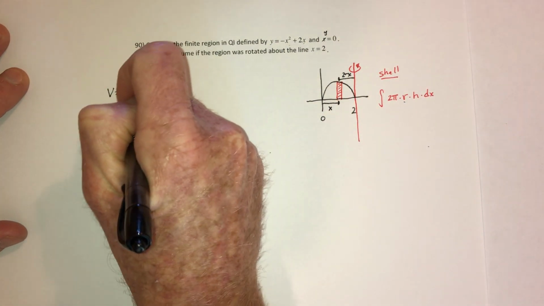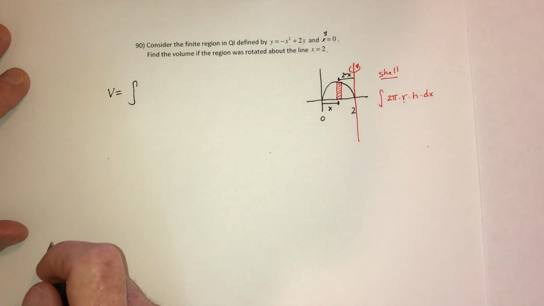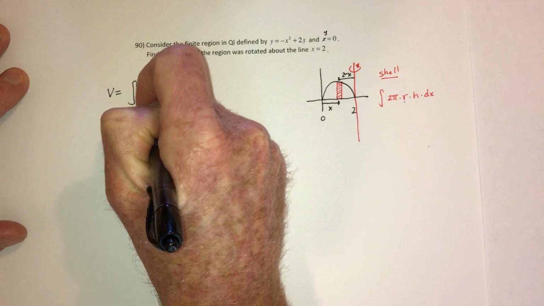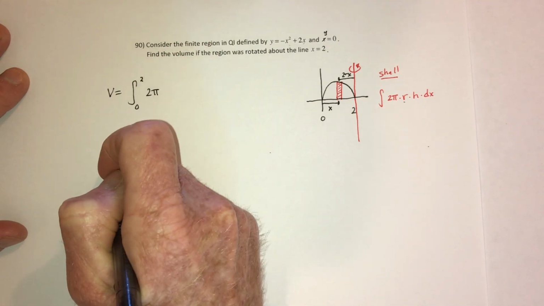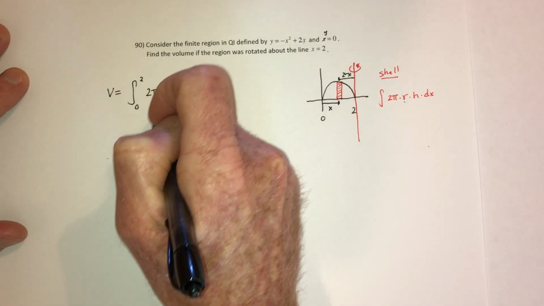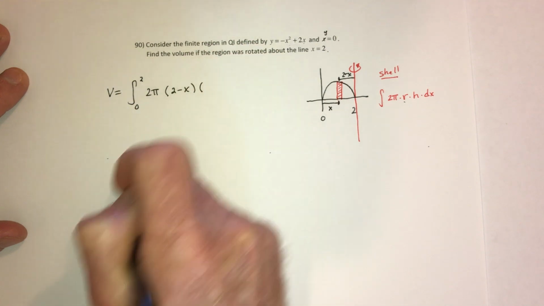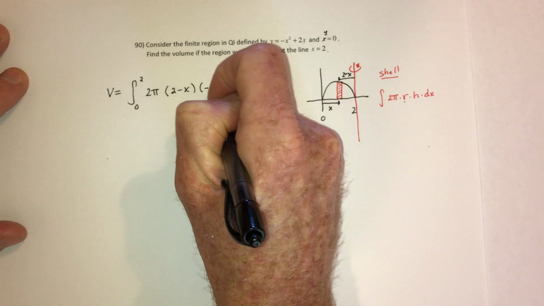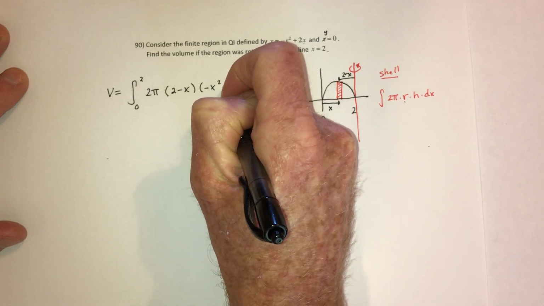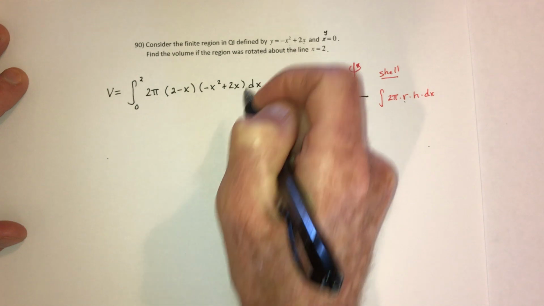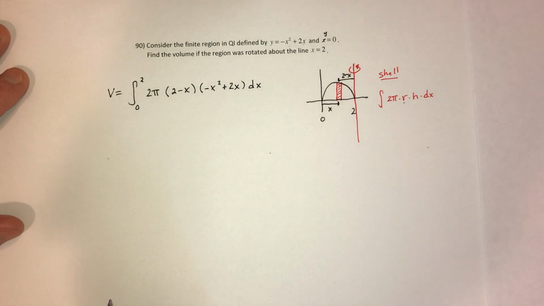So now actually set up the integral. So we're going to integrate from 0 to 2 pi times the radius, which is 2 minus x. The height of the rectangle goes up to the parabola, so that's negative x squared plus 2x. And that's the setup.